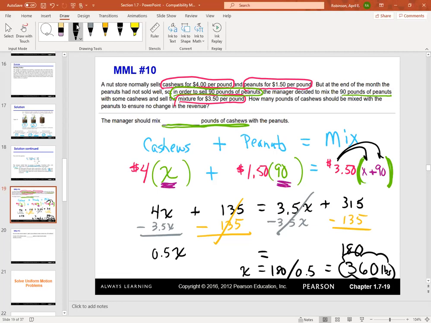Of course, we're trying to get rid of some of the peanuts. They're kind of just throwing a few peanuts in there with the cashews, and hopefully nobody will notice. I'd notice. Questions on that?